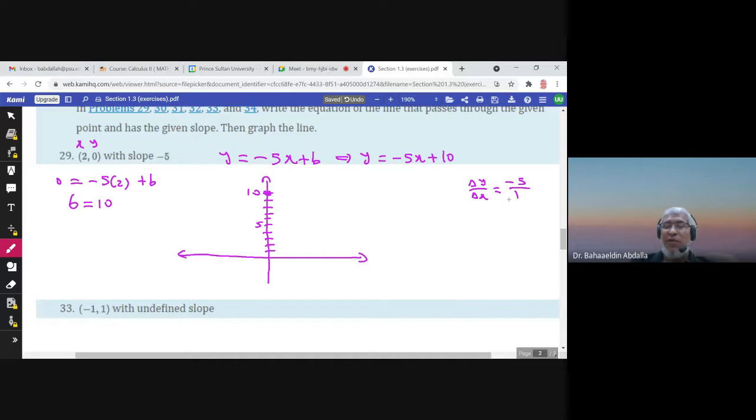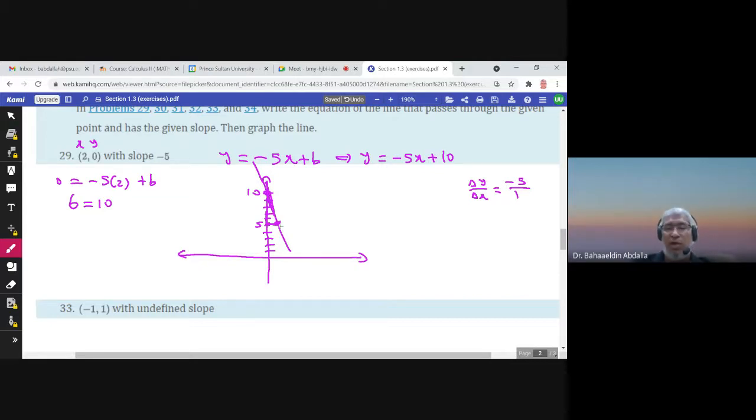If it is negative 5 over 1, then I have to go 5 units on the y-axis, but downward because of the negative sign. So I go from 10 to 5 down to here. And then I go 1 unit to the right. I reach a point on the line. I just connect these 2 points, and this would be the graph of the line.